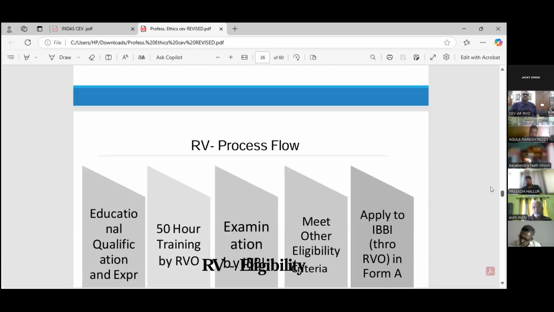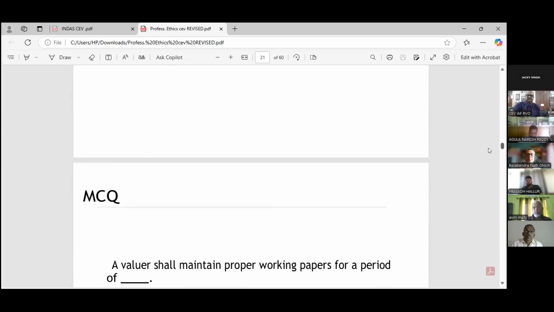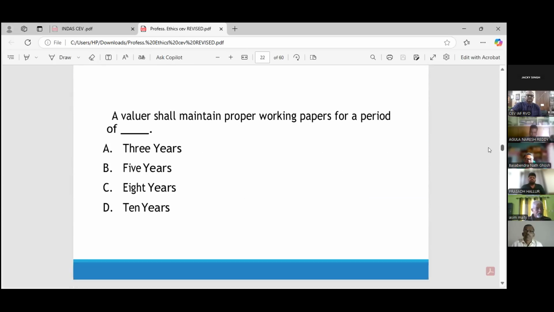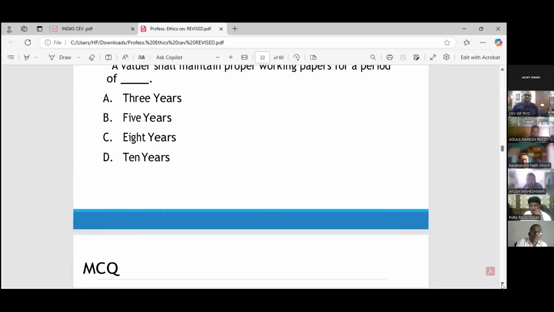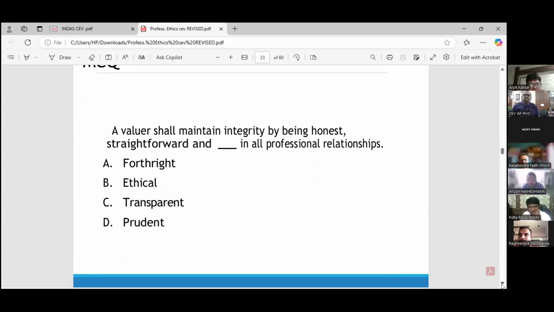First, we discuss the MCQ. A valuer shall maintain proper working papers for a period of 3 years. Valuers shall maintain integrity by being honest, straightforward, and forthright in professional relationships. Not ethical, not transparent. That is why I have said word by word you have to remember.